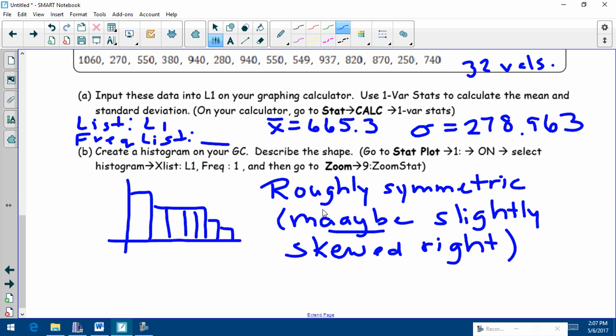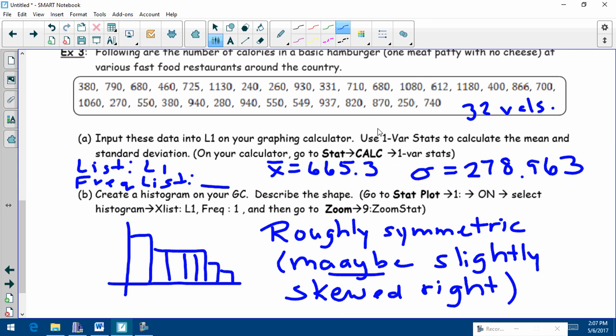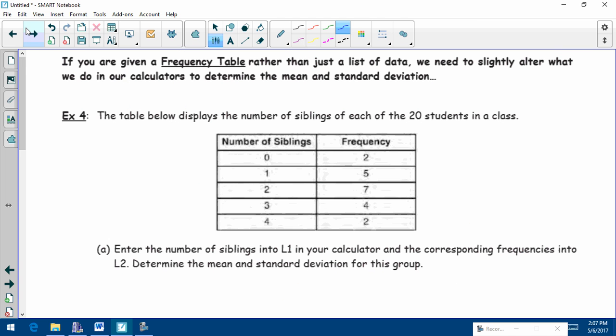All right, so that's how you input a list of data and figure out the mean and standard deviation. Now there's other statistical measures that we can also calculate with the calculator. And then if you go over to the last page, you're going to see another example. It says if you are given a frequency table rather than a list of just data, we need to slightly alter what we do in our calculations to determine the mean and standard deviation. We can still use the calculator.